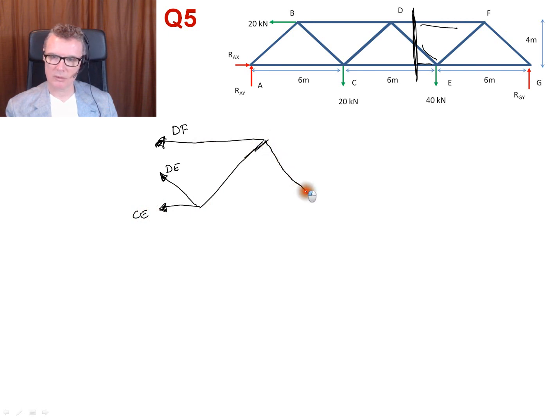And we want to draw the framework in. We don't want to have any more internal forces. I'm not interested in them because they haven't been cut, so they're not exposed. But we want to draw in our external forces that have been applied. So we've got a 40 here.